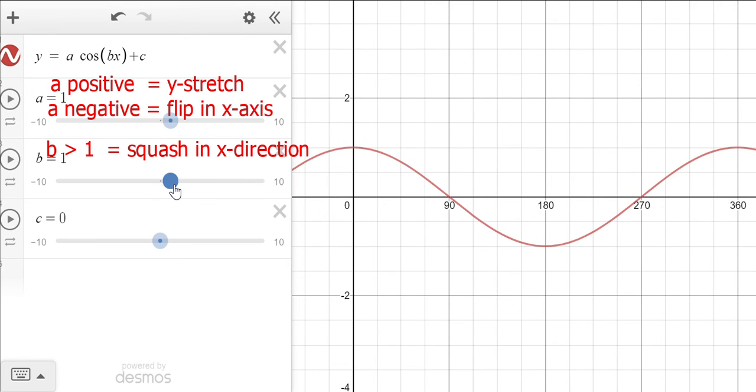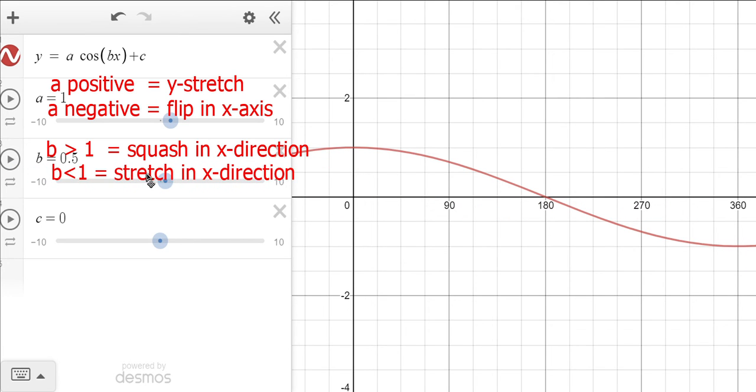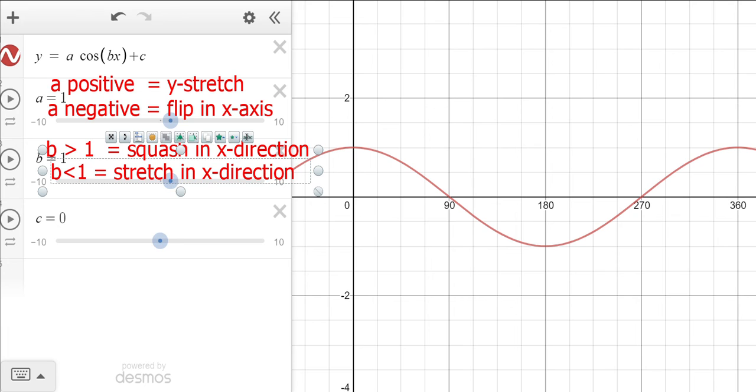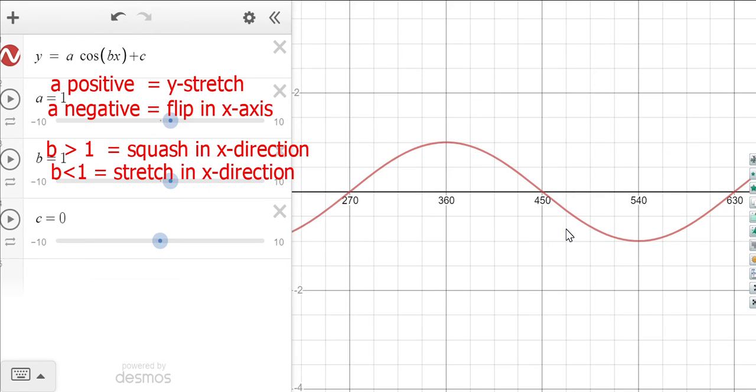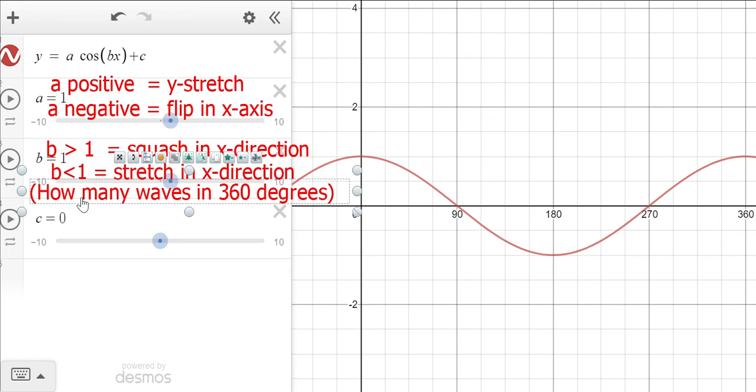What happens if we make b small? Well, we can see that our graph is getting stretched out. So if we go 0.5, it's actually taking all the way to 360 to get halfway through our curve. So b being less than 1 is like a stretch in the x direction. But as I said, there's a handy way to remember this, and here it is. The way that I always like to think of this is it's really telling us about how many waves happen every 360 degrees.